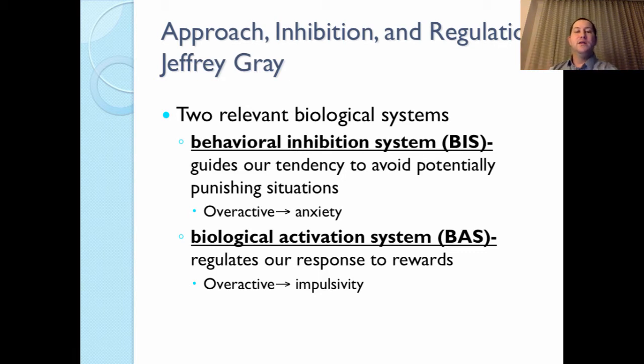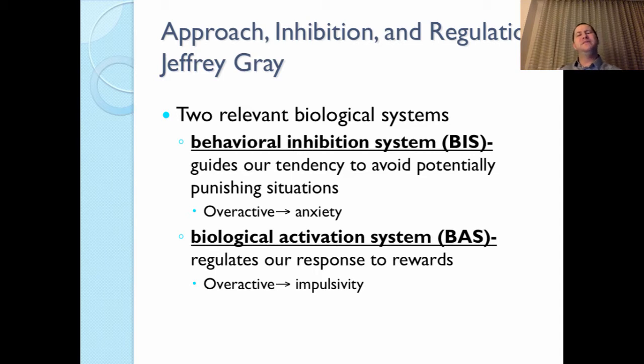As I mentioned, the behavioral inhibition system, also known as the BIS, guides our tendency to avoid punishing situations. Too much activity in the BIS results in anxiety. This is consistent with biological sciences. Now, when we look at the BAS, which stands for the biological activating or activation system, this regulates our reward. Now, too much activation in the BAS results in impulsivity.